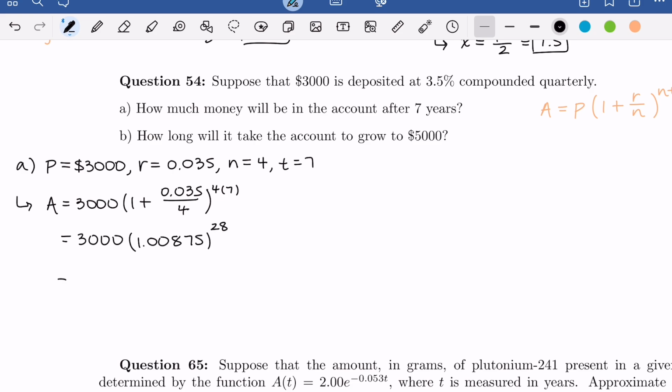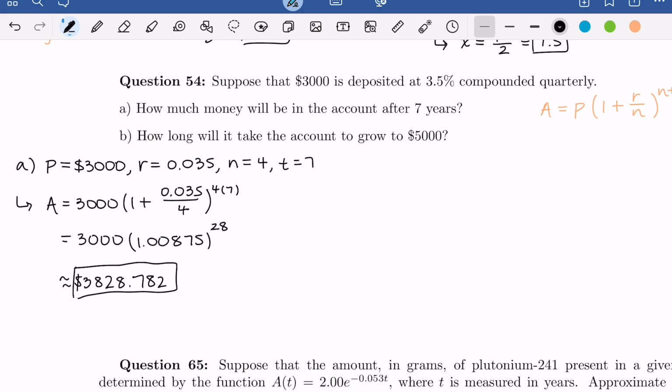So we can plug this into our calculator here, and this is going to end up being approximately this here. And so we're going to round to 3 decimal places again. So this is approximately how much money we'd have in this scenario after 7 years.